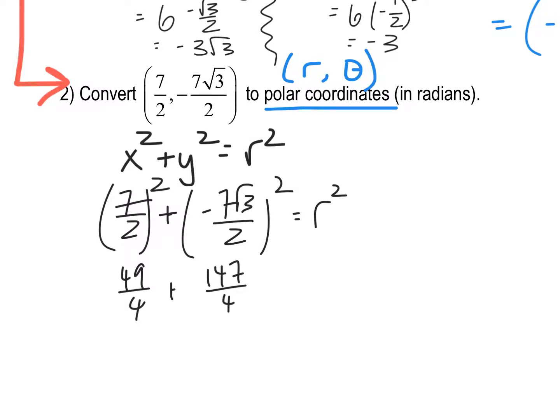Remember how to square this. You're squaring the -7, which gives you 49. You're squaring the radical 3, which gives you 3. 49 times 3 is 147. That equals r squared.